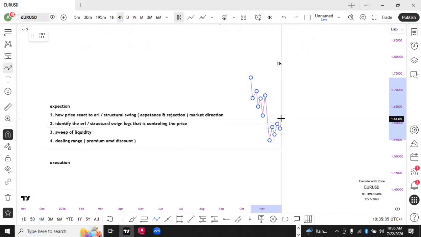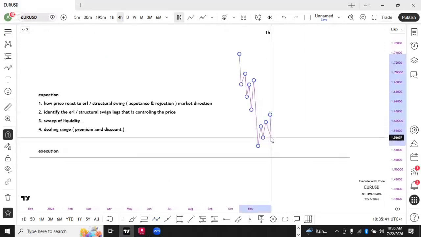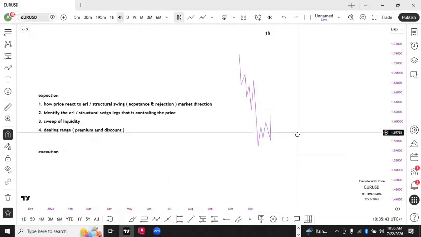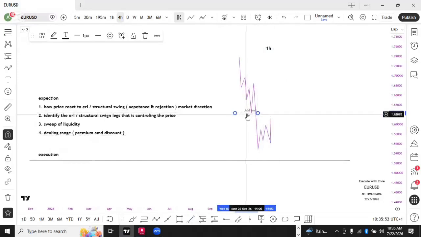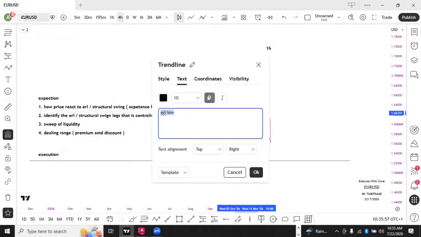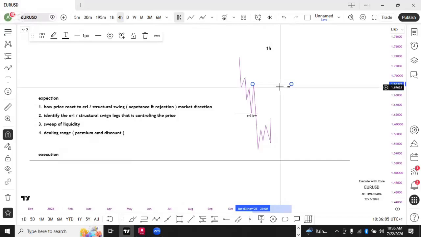Okay, let's say we have something like this. So at this point now, when I come to the market right here, this is 1 hour, and price has given us, let's say, this is our external range. This is our external range low, and this is our external range high.